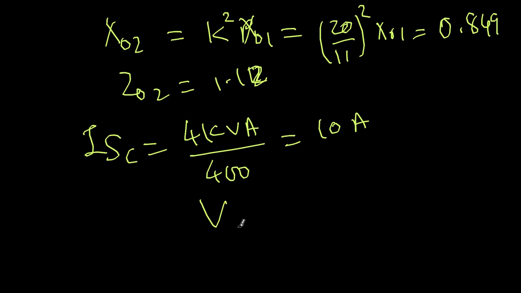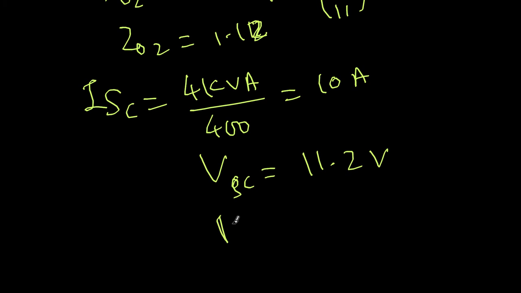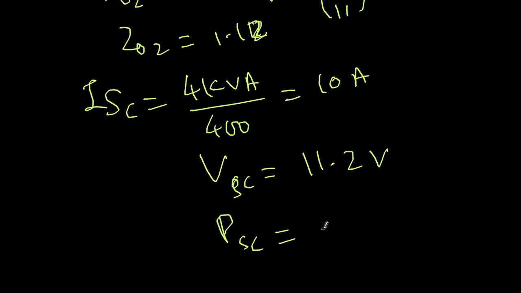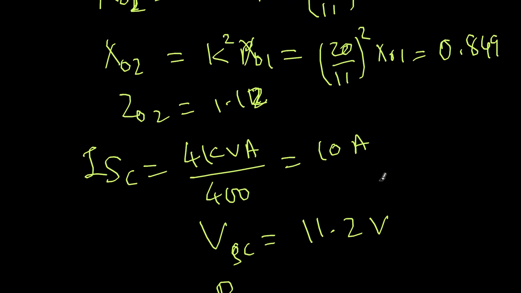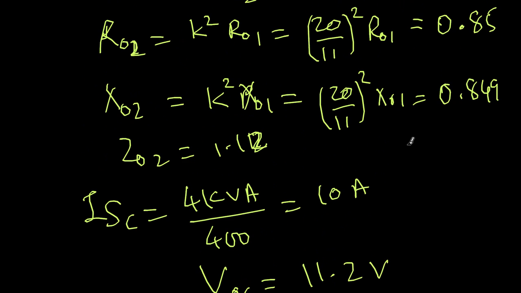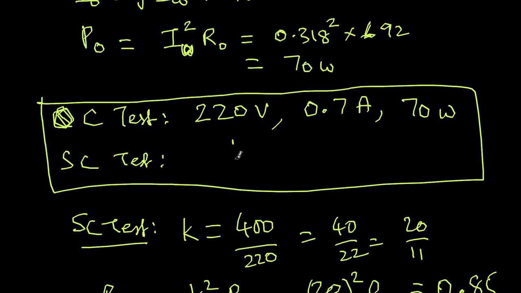Therefore, V short circuit will be the multiplication of these two, so 11.2 volts is expected. And then P short circuit will be 10 square into this resistance, 0.85, so that will be 85 watts. So this is 11.2 volts, 10 amperes and then 85 watts. This is matching with the solution.